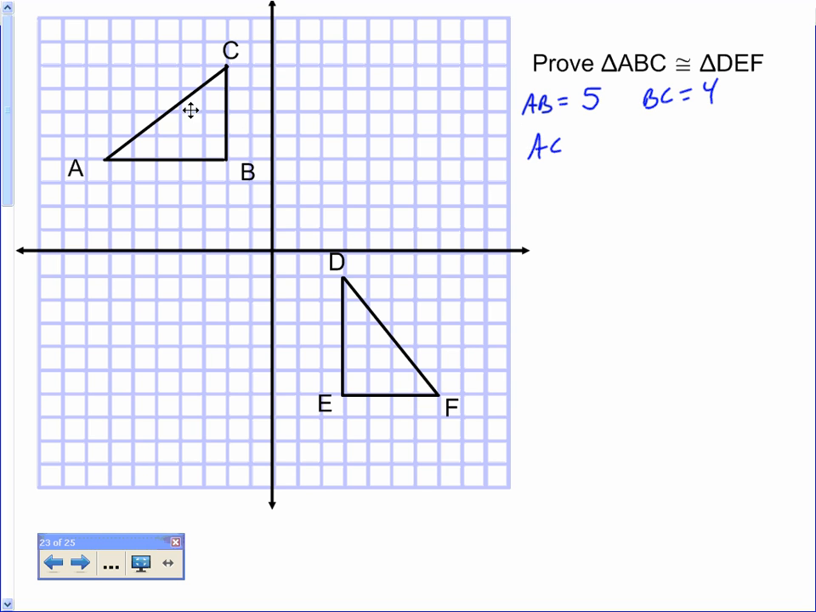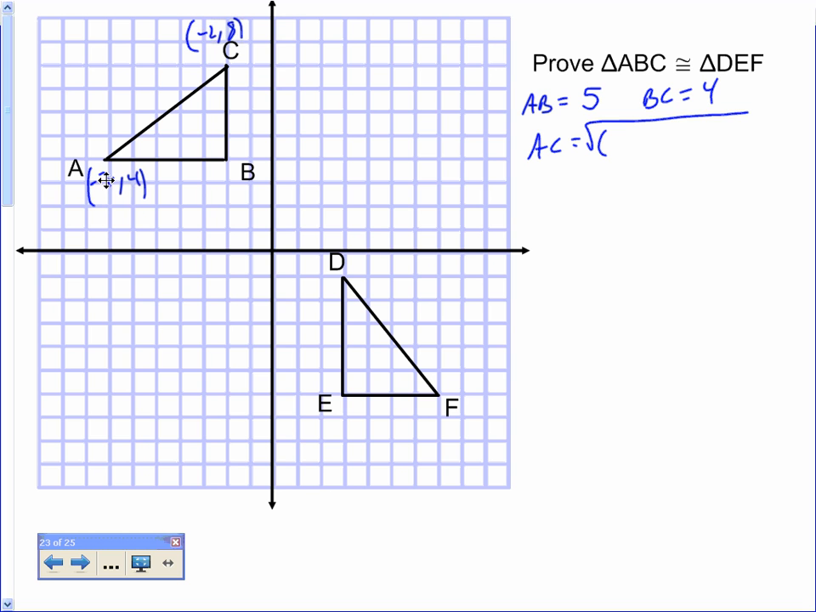AC, I can't count the squares because this is not 1. It's actually the square root of 2. But a diagonal is not the same length as a side, so I need to use the distance formula. So A is at negative 7, 4. C is at negative 2, 8. So my distance formula is going to look like this.